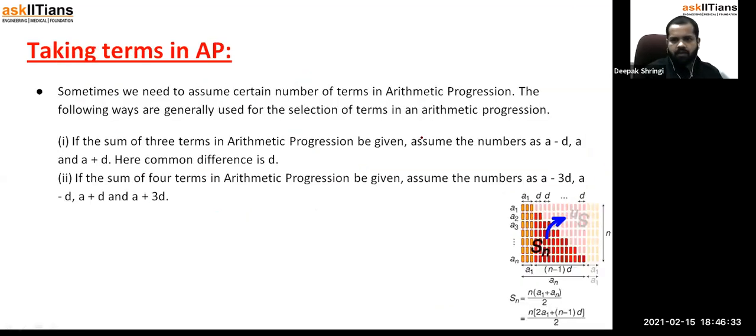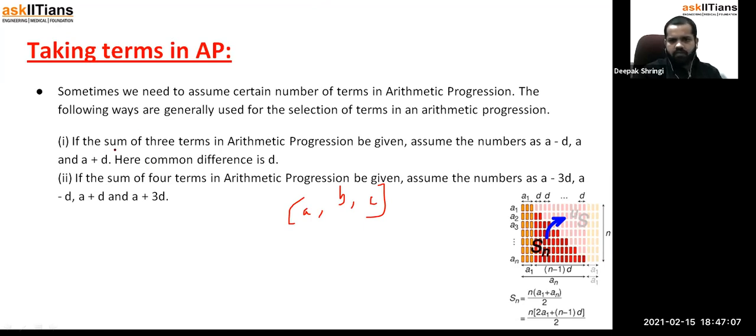Sometimes, taking terms in AP, we need to assume a certain number of terms in arithmetic progression. The following ways are generally used for selection of terms, based on the questions, to lessen the calculation. These are basically tricks so you can do your question easily. Otherwise, you can also do a question by taking A, B, and C generally, but if you take these steps, it will be easier for you to do the question.